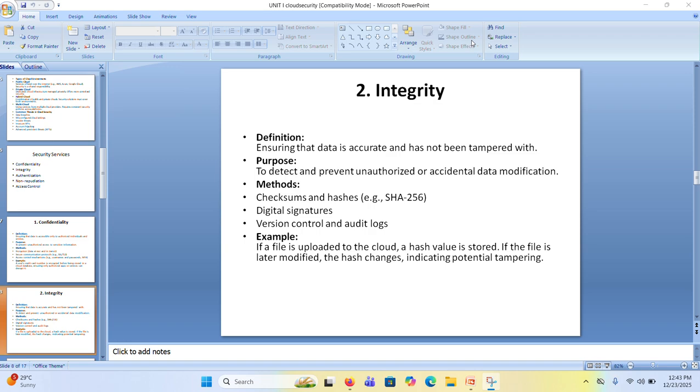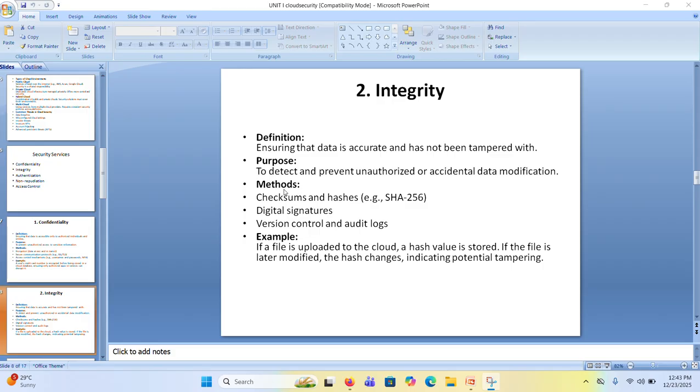Today we're discussing, following the last class where we discussed the security services: confidentiality, integrity, authentication, non-repudiation, and access control. Starting with integrity: ensuring the data is accurate and has not been tampered with. The purpose is to prevent unauthorized or accidental data modification.